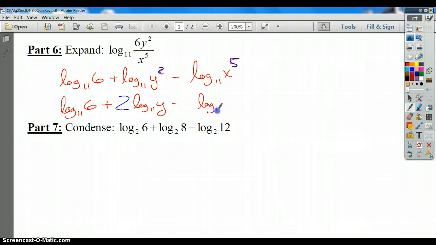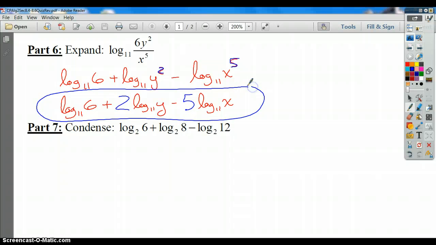Minus log base 11 of x. Remember that blue 5 needs to come in front. That is that expression expanded completely. That's where you would stop.